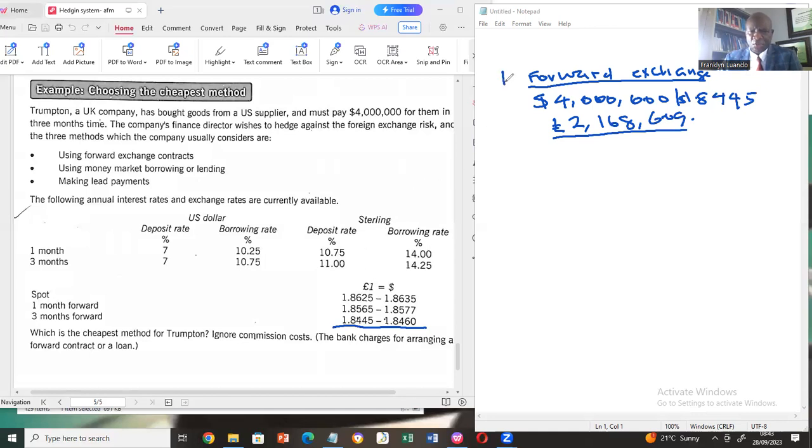Now we go to the money market. Money market hedging: first we have a liability, because we have to make a payment. So create an asset. We are going to create an asset by lending in the money market. So how is it done?